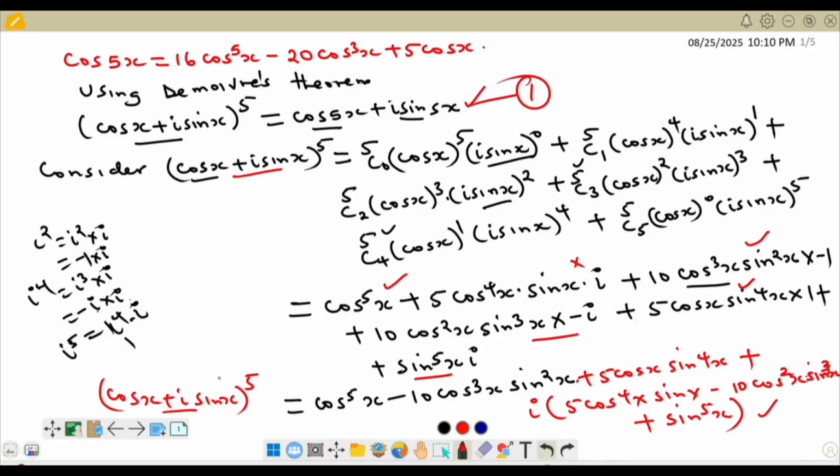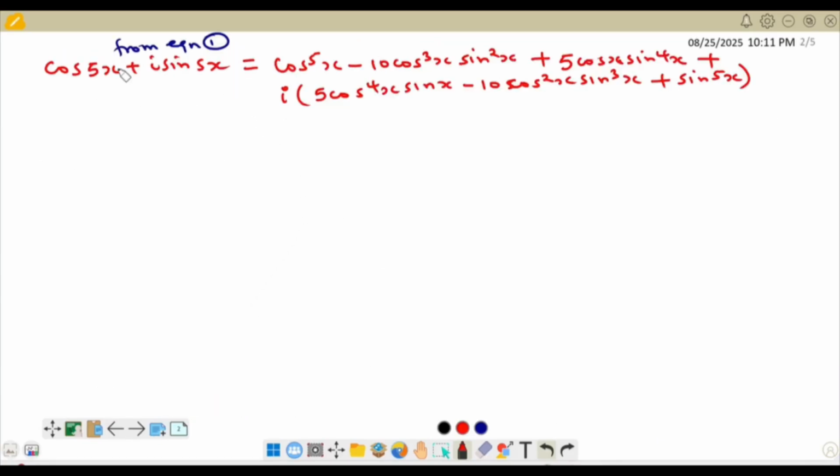It is very clear that this expression is equal to this. But from the given equation 1, we have cos of x plus i sine of x to the power 5 equaling this. So where I have this expression, I can place cos 5x plus i sine 5x. So that is exactly what we are going to do. Where there is this, we place this given expression, and we equate it to this same expression. It is clear that cos 5x plus i sine 5x will be equal to this given expression.